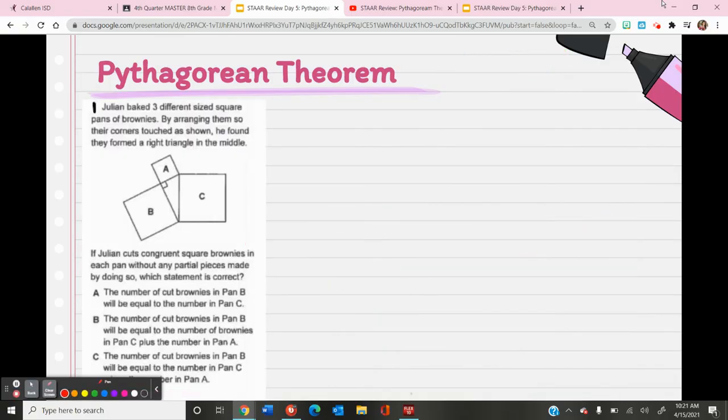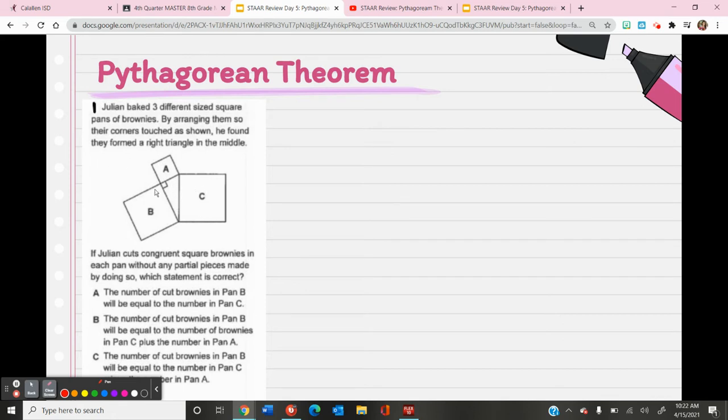Example 1 says, Julian baked 3 different sized square pans of brownies by arranging them so their corners touched as shown. He found they formed a right triangle in the middle. If Julian cuts congruent square brownies in each pan without any partial pieces made by doing so, which statement is correct? Now, remember, when we square the sides of our right triangles, they create squares. Since they create a right triangle, when we add the areas of our 2 smaller pans, it should equal the area of our largest pan.